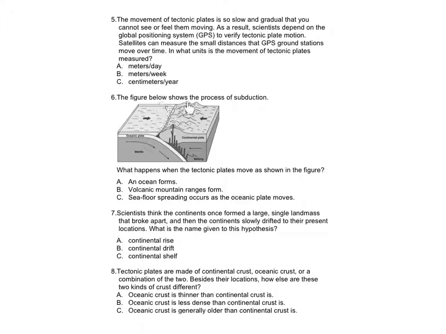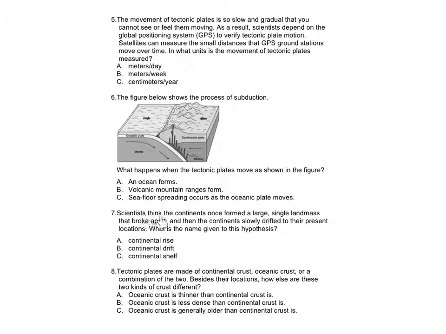Number 6. The figure below shows the process of subduction. What happens when the tectonic plates move as shown in the figure? A. Oceans form. B. Volcanic mountain ranges form. C. Seafloor spreading occurs as the ocean plate moves.